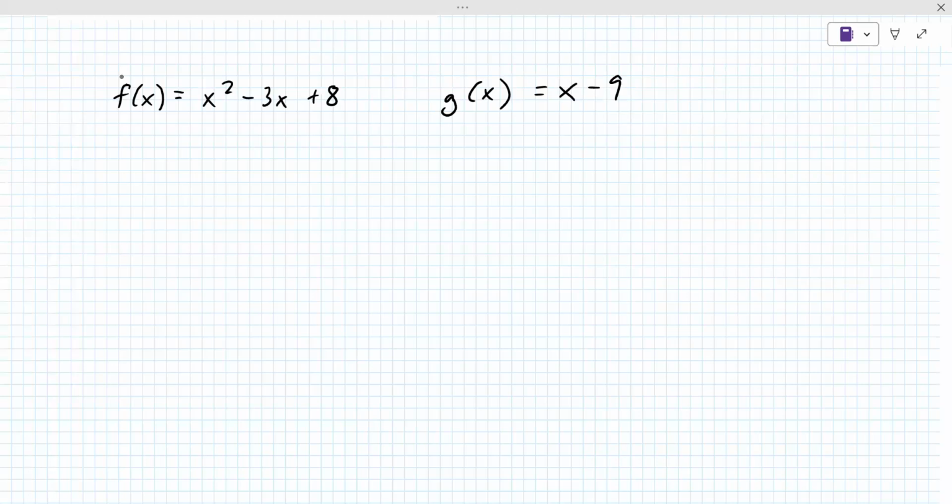So first thing they want you to do is add the functions. It's not really difficult. You're taking the first function, x squared minus 3x plus 8, and adding the other one.